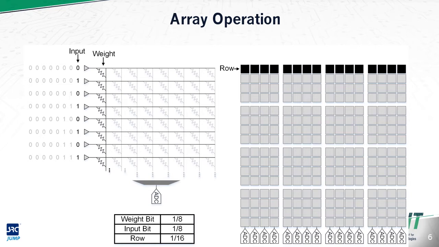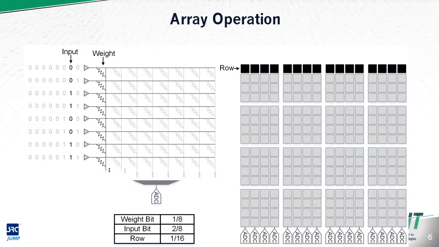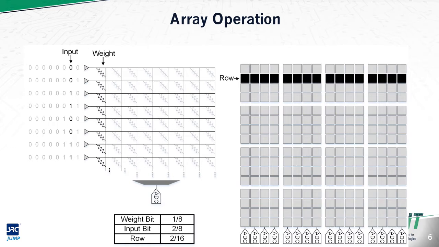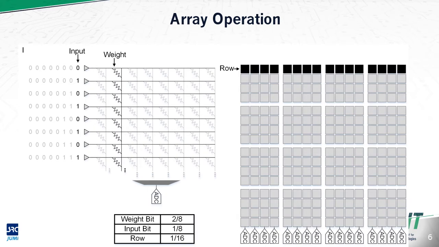To start, we begin with input bit 1, weight bit 1, and row 1, all highlighted below. Next, we proceed through all the rows. After completing all the rows, we proceed to input bit 2. And again, proceeding through all the rows. Finally, after going through all the input bits, we make it to input bit 8. And then again, going through all the rows, we end up at weight bit 2. And this procedure continues until we make it to weight bit 8. And then we complete a 128 by 16 matrix multiplication.